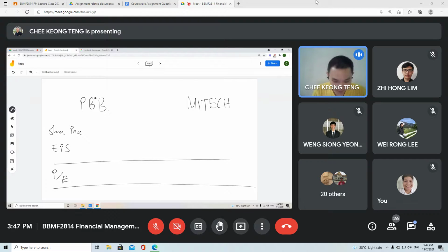Share price for Public Bank right now is 4.09. Earnings per share, one share can earn 0.2613. So the PE is about 15.65 times. Real figures from the market right now.